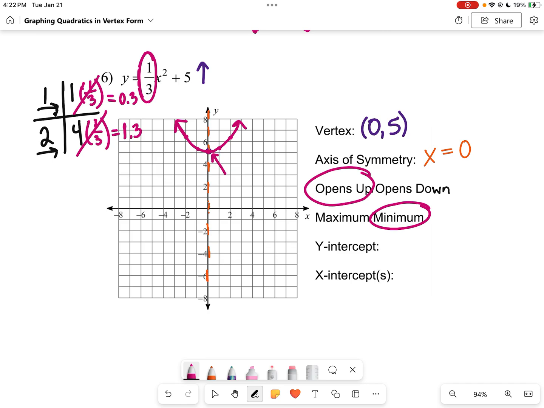Your y-intercept here is actually the same as your vertex because that's where it's touching the y-axis, so at 0, 5. And then for your last one, for your x-intercepts, again, it's facing up now, but it's never going to touch my x-axis because it's going to go up forever. So it's never going to go down and touch that x-axis. So again, I actually have no x-intercepts here.